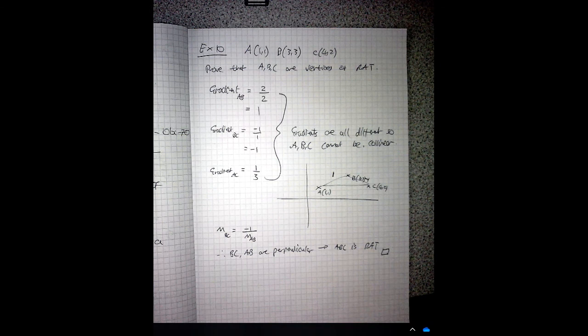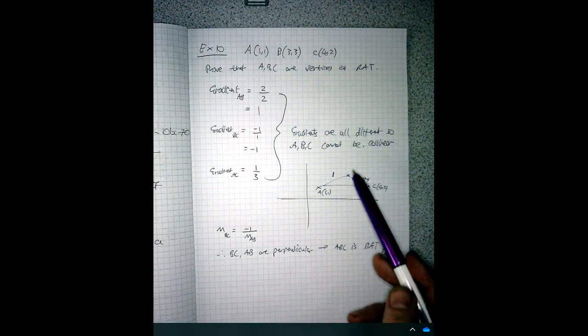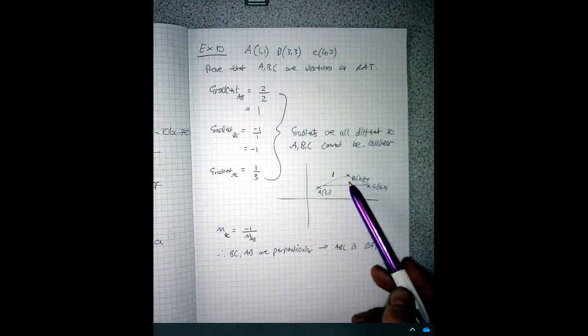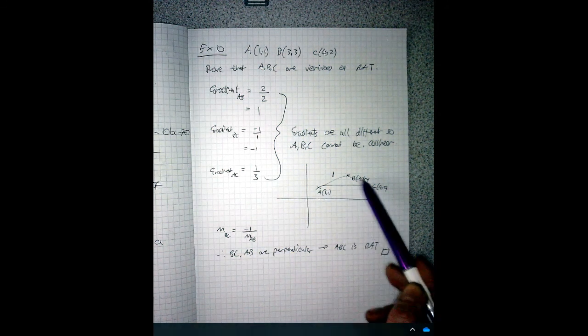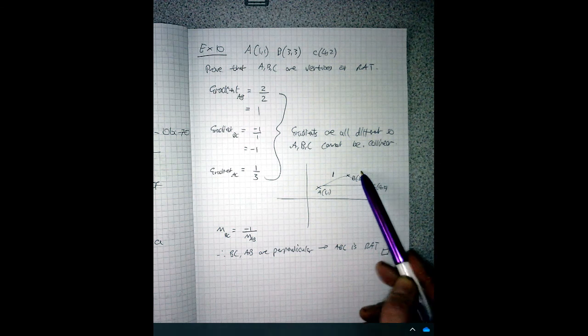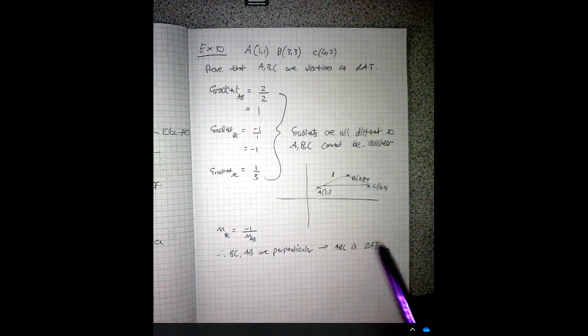So I've proved that there must be a triangle. If they're not on the same line, there must be a triangle. I've proved that there's a right angle because two of the gradients are negative reciprocals of each other. Therefore, I've got a right angled triangle.